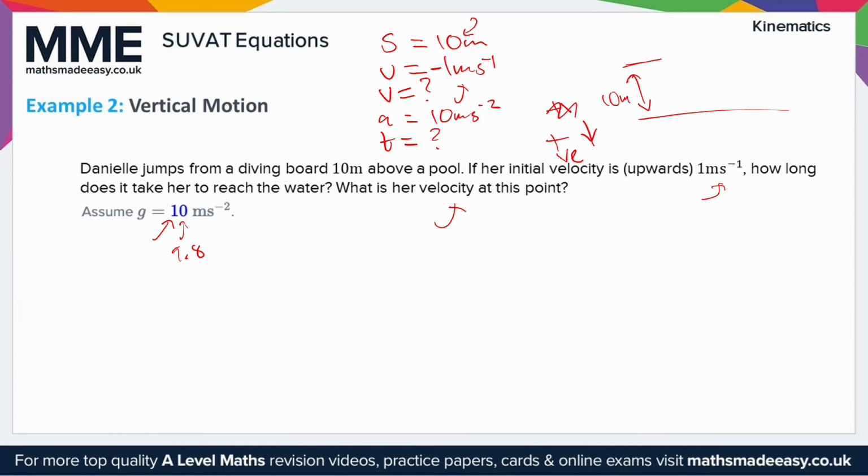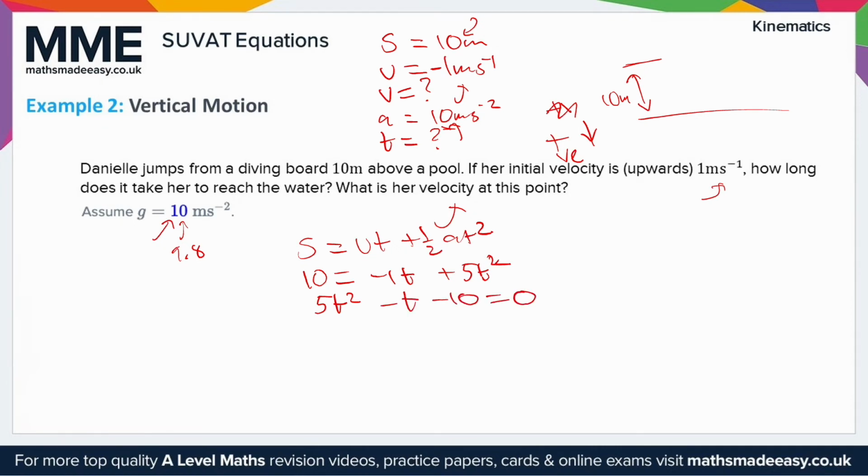So let's use, well, we've got s, we've got u, we've got a, we've got t. So let's say s equals ut plus a half at squared. So we're going to say 10 equals minus 1 times t plus a half times 10 times t squared, so half of 10 is 5, so 5t squared. Okay, just see where I've got that from. The 5, of course, coming from halving 10 there. So 10 equals minus 1t plus 5t squared. Let's rearrange this a little bit and we'll get a normal quadratic. So we'll have 5t squared minus t minus 10, and that's going to be equal to 0.